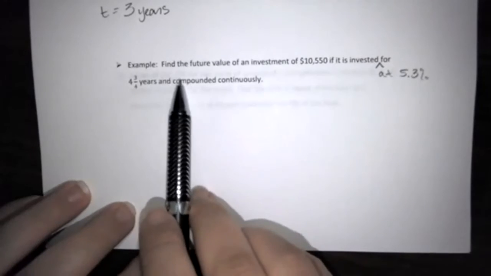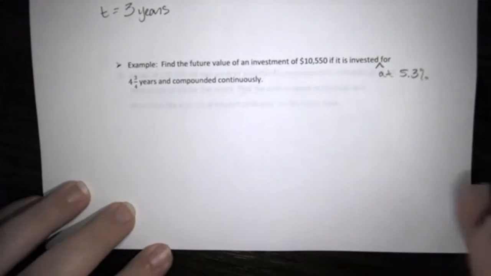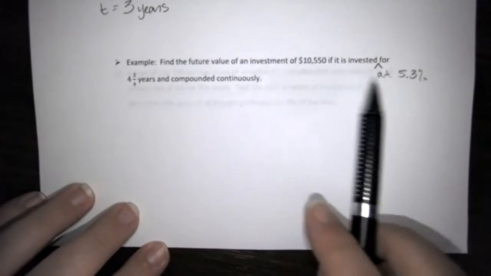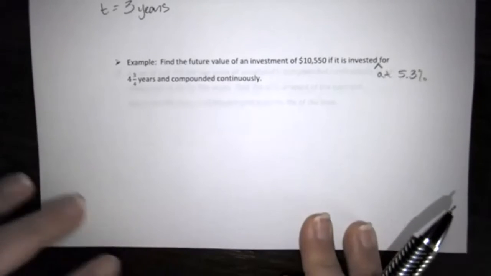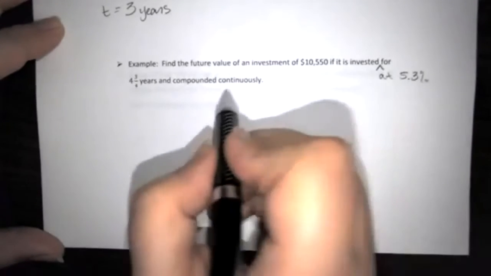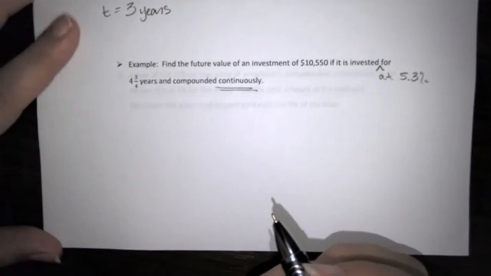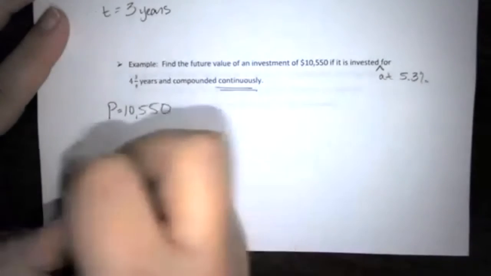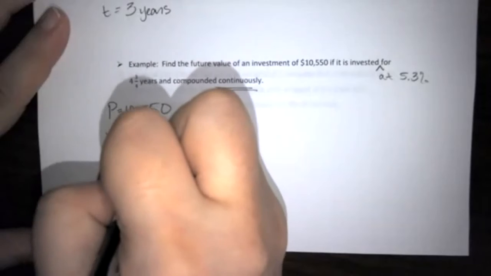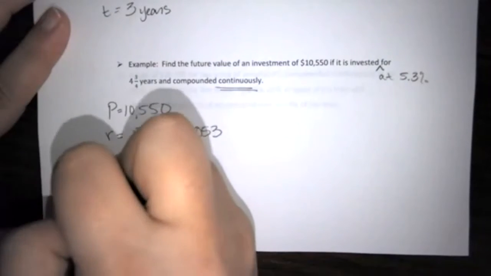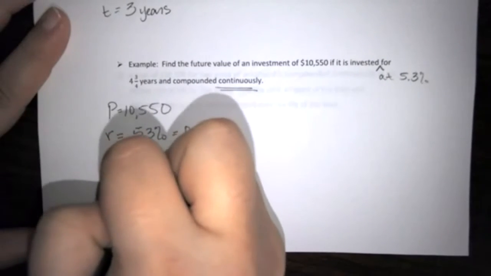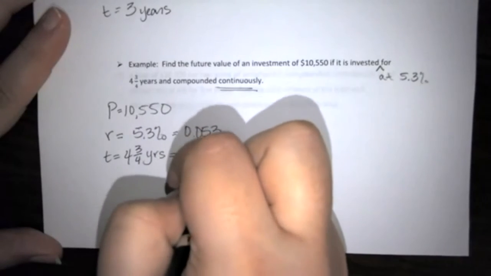Now last, you need to please correct the typo. So here, find the future value of an investment of $10,550. If it is invested at, well, you need to put in there the percentage, so 5.3%, for 4 3/4 years compounded continuously. So there's that word continuously, which means this is the Pert equation. So here P is going to be 10,550. R is going to be 5.3%, which is the same as 0.053. My T is 4 3/4 years, which is the same as 4.75 years.